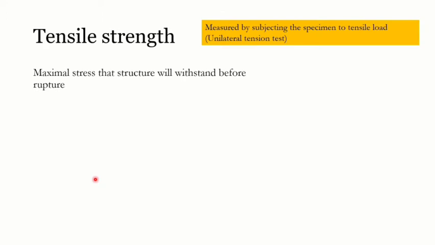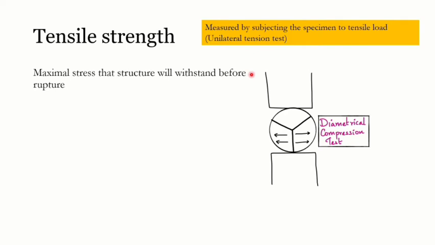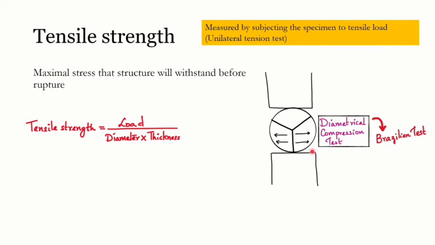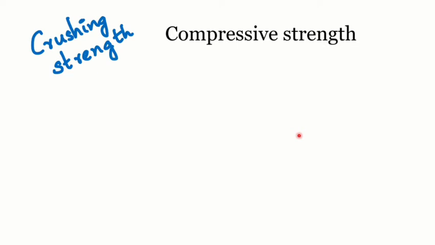Now, how can this be measured? It can be measured by subjecting the specimen to a unilateral tension test. The test done is called a diametrical compression test or a Brazilian test. It is an indirect test for assessing the brittleness of the material. From this, you can measure the tensile strength as force or load divided by the diameter and thickness of the material. This further goes as 2P divided by pi into D into T.